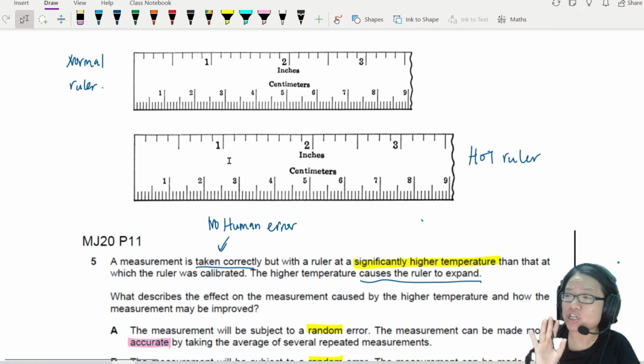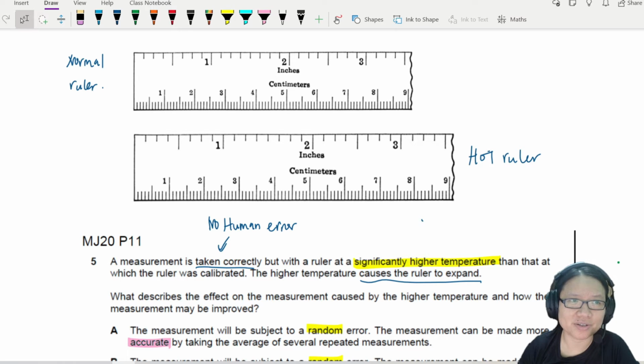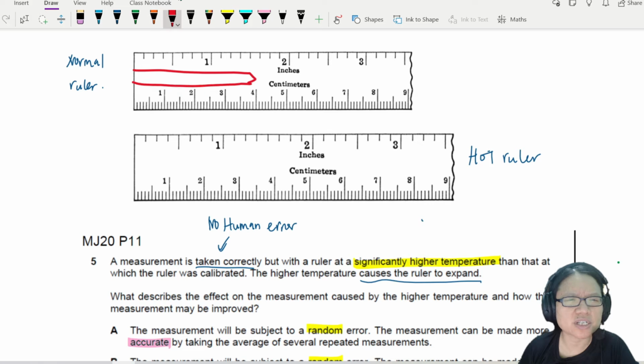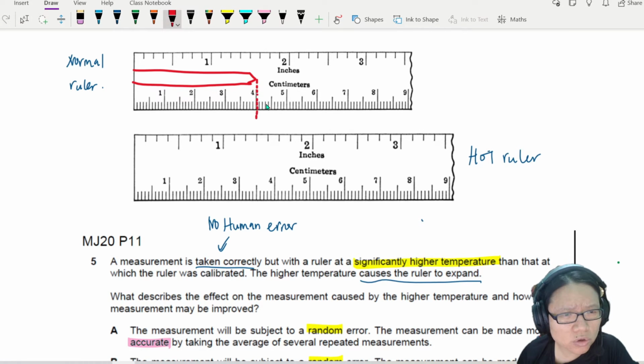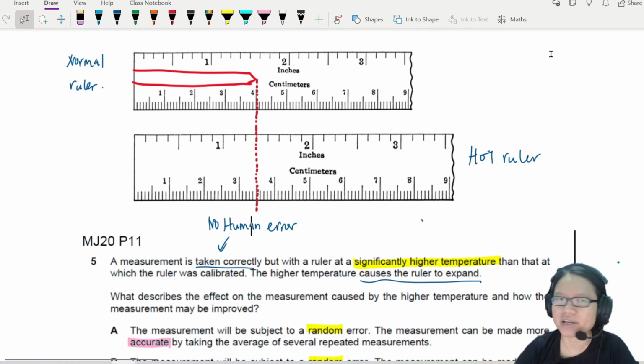Let's say I measure a pencil. Okay, so I'm going to draw a pencil here. Let's say the pencil on the normal ruler is just nice 4 cm. Okay, 4 cm like that. But if I extrapolate down on the hot ruler, it is 3.5 cm. In fact, whatever I measure on the hot ruler is going to be shorter than the real reading. I said the reading is 4, I'm going to get 3.5.